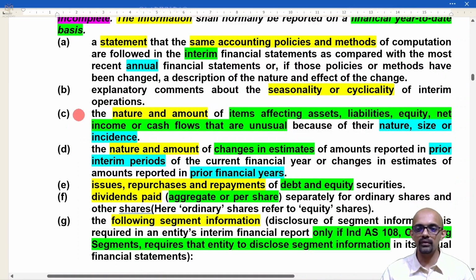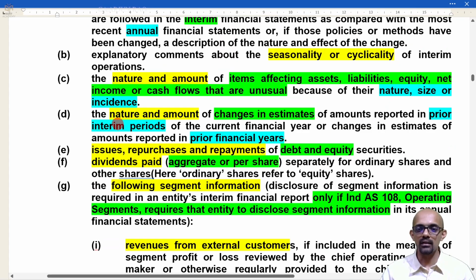Then items whose nature, size or incidence affects unusually should be disclosed. Then changes in estimates of amounts reported in prior interim periods. Let's say for the first quarter you have used an estimate and you are changing that in the third quarter. That has to be disclosed. But the scope is narrower. In annual financial statements, changes in estimates which affect current or future periods need to be disclosed. So here it is not so wide.